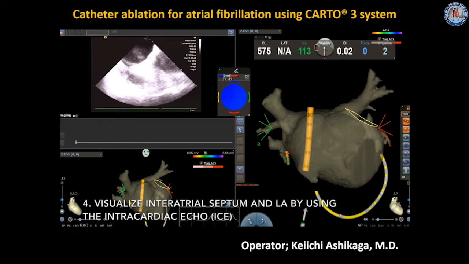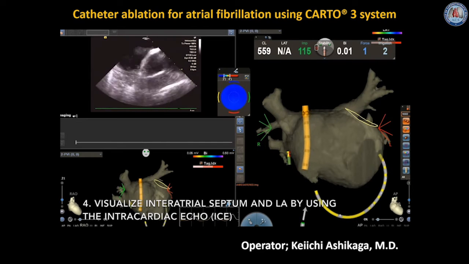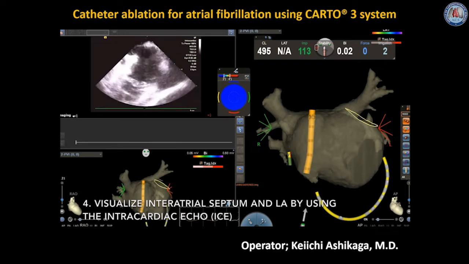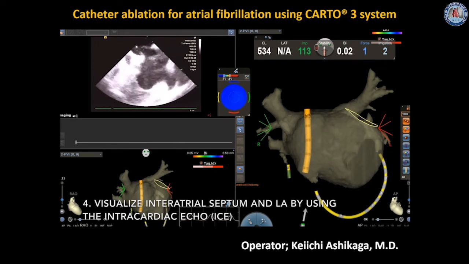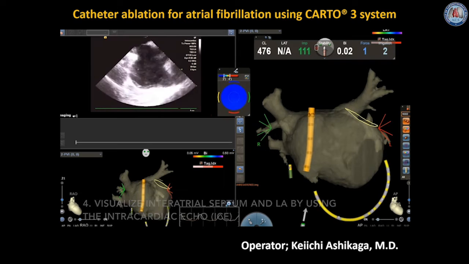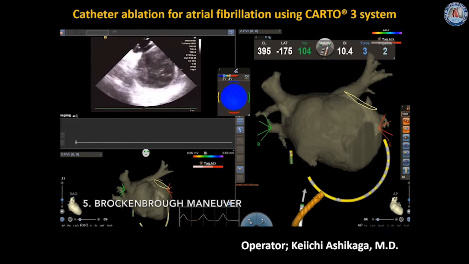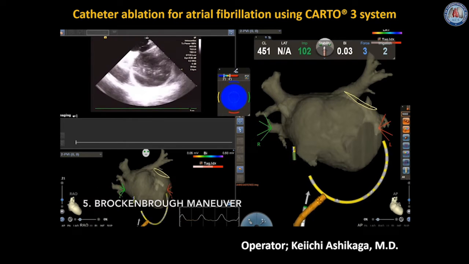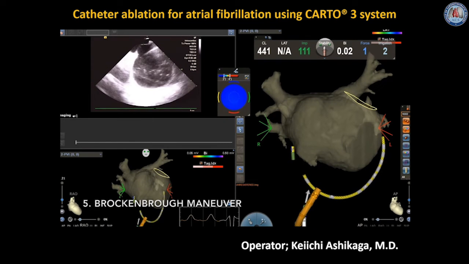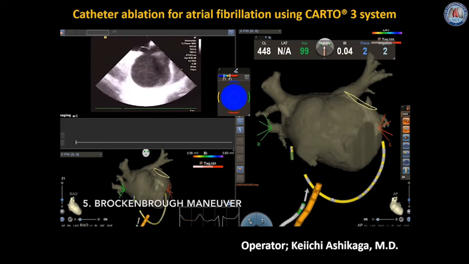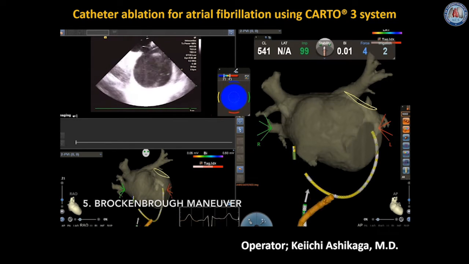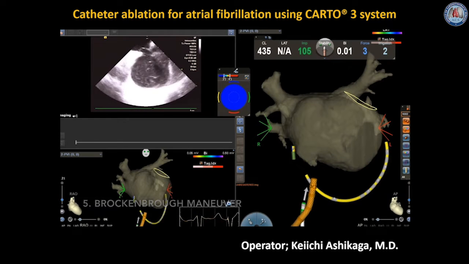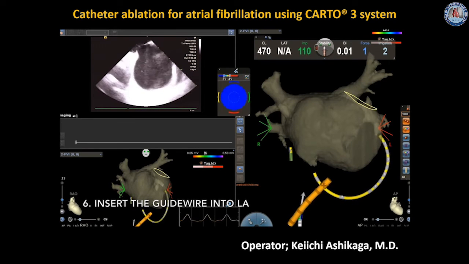Here we are looking at the Brockenbrough procedure under the guidance of intracardiac echo. Now we see the right atrium with clockwise rotation. We see the aorta and then the left atrium. Now we see the septal tenting and puncture of the interatrial septum. Then the guide wire is inserted into the left atrium.